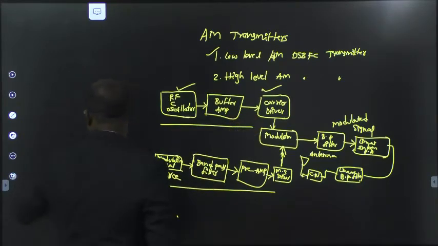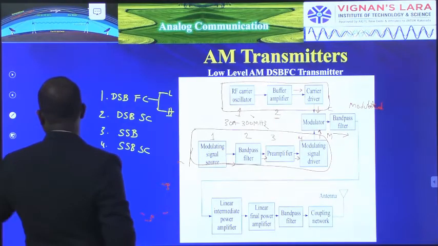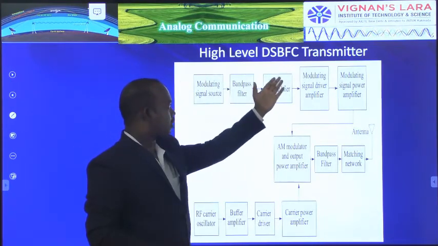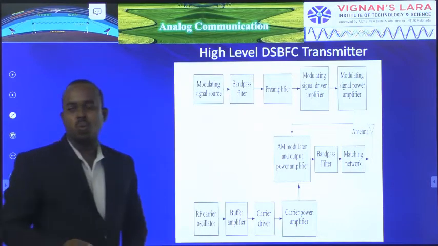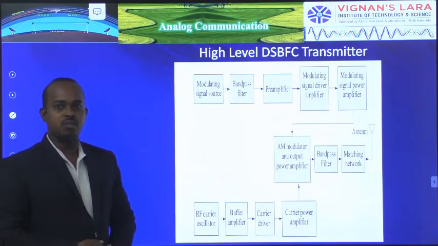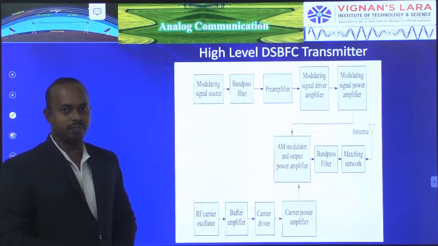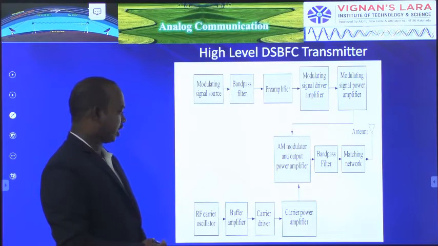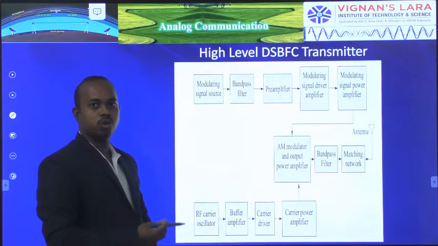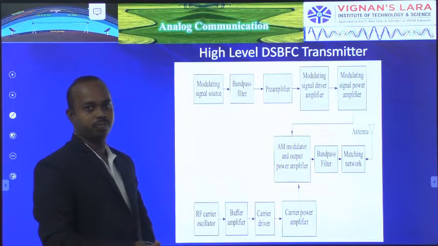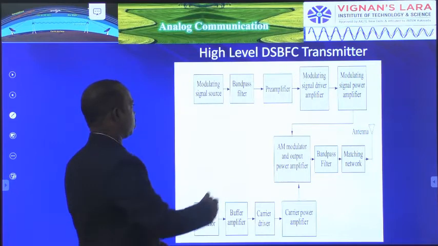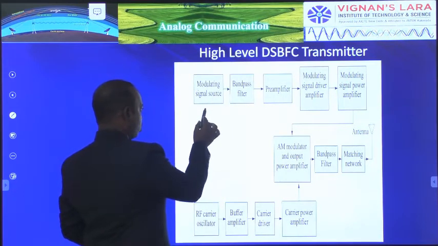Coming to the second category, the second category is the high level DSBFC transmitter. What difference can we identify between the low level and the high level? For high level, the building blocks are the same, but we are using more frequency and power. For that, here for the modulating signal, we are using the blocks of modulating signal source.